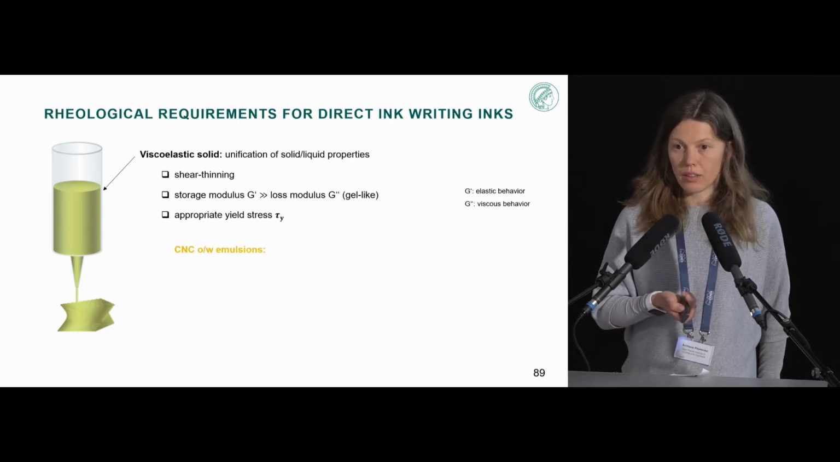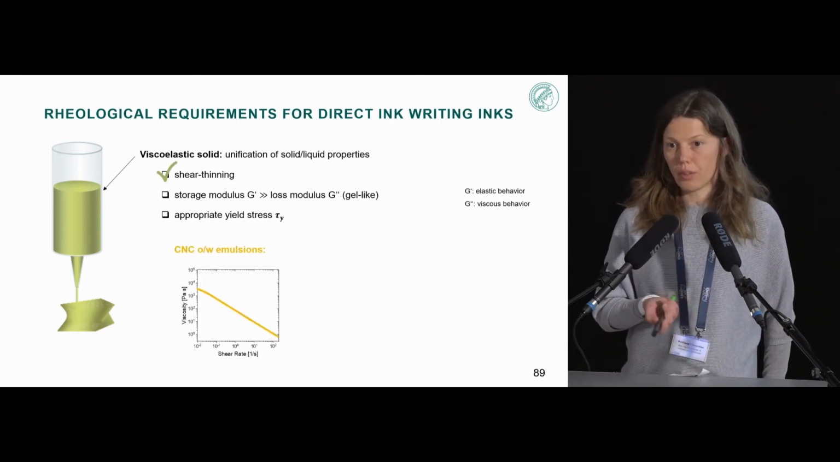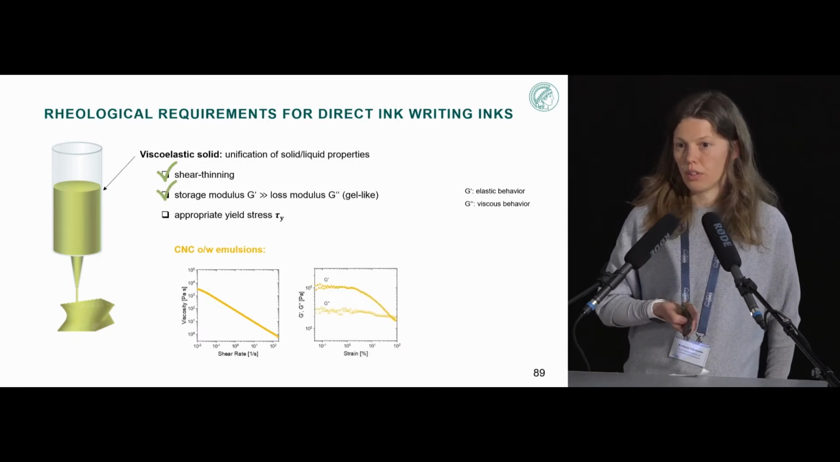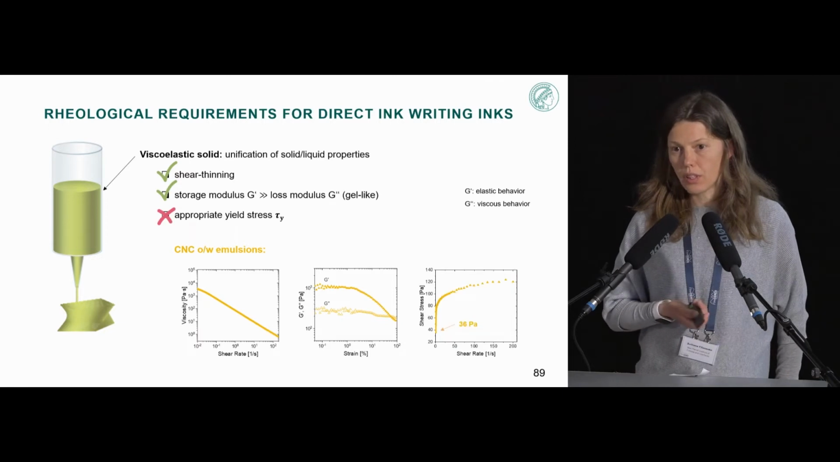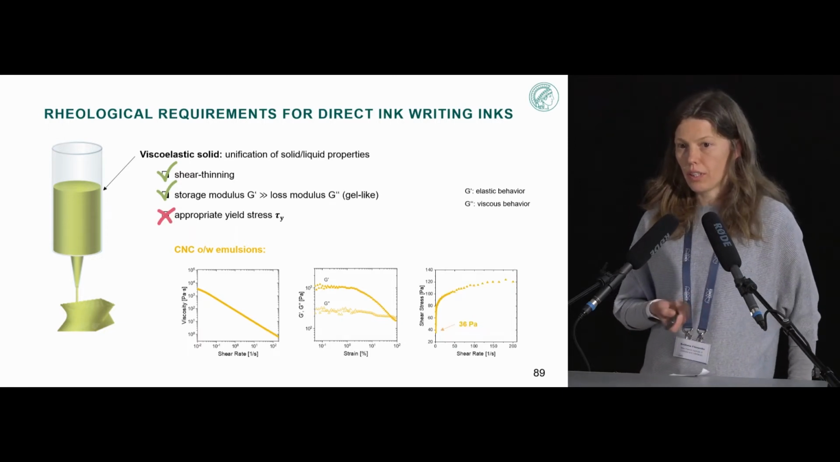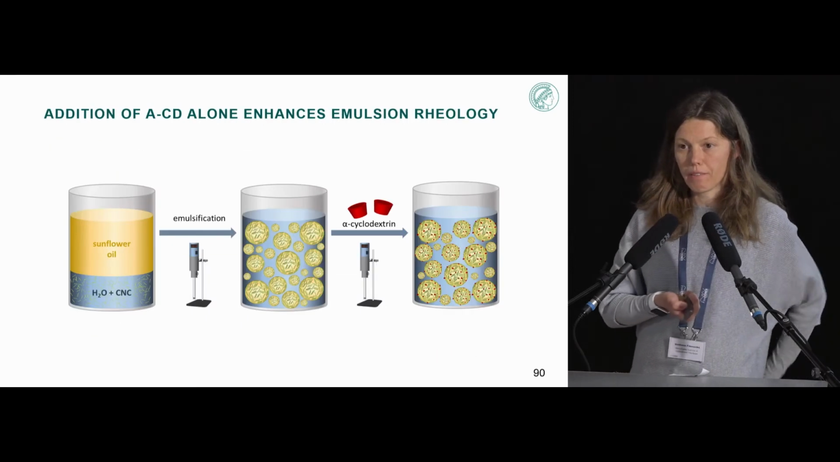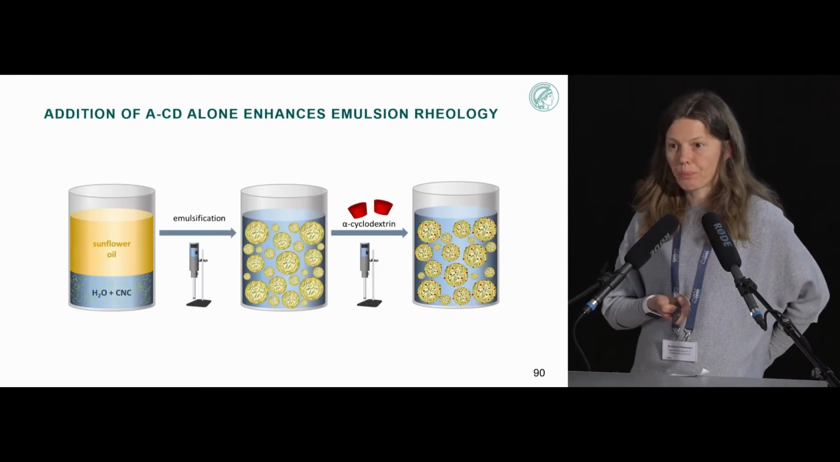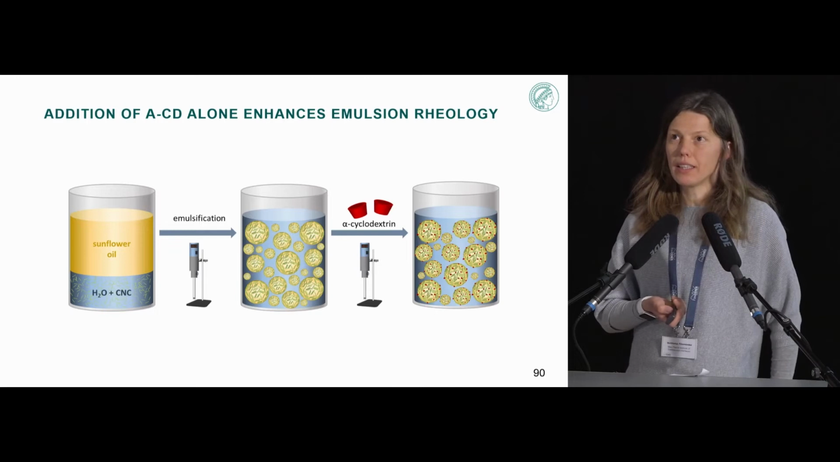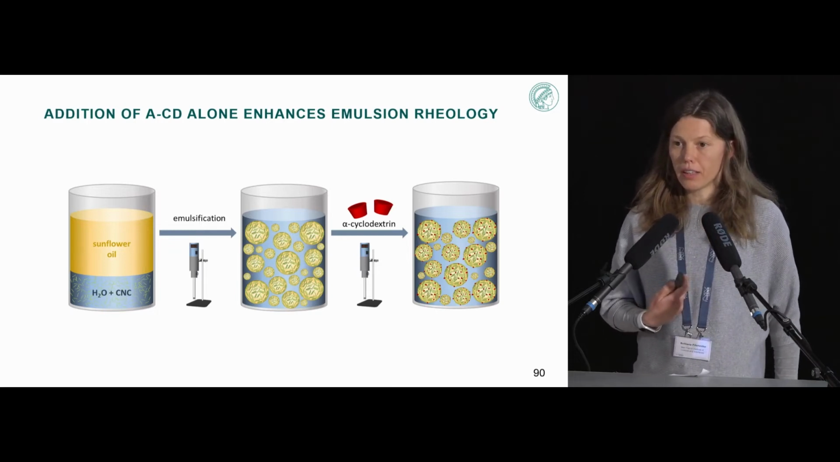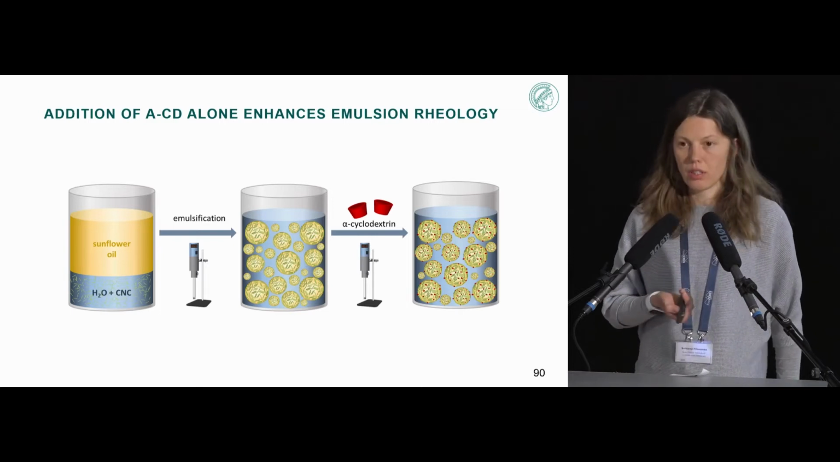So we checked the CNC water emulsions. We have shear thinning behavior. We check storage and loss modulus. They also fit. We don't get the appropriate yield stress when it is just the emulsion stabilized like that. So what should we do for that? We decided to modify our emulsions to make them more gel-like, so add something to the continuous phase.